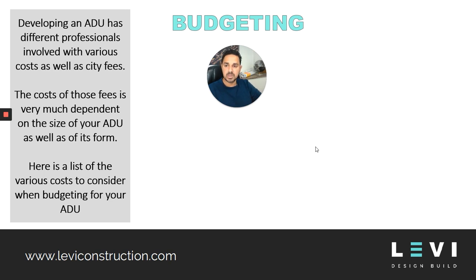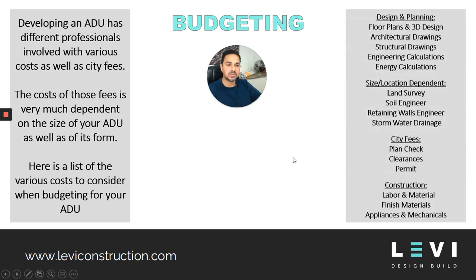Those costs are going to be very much dependent on the size of your ADU and the form. When I'm talking about the form, I'm talking about if it's going to be 1 story, 2 stories, above a garage, above your main house. Is it going to be high ceilings, standard ceilings, big open spaces, and so on. The list of different professionals and fees you need to budget for are as follows.